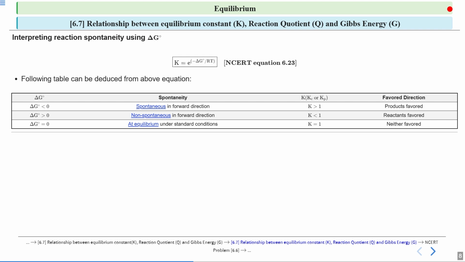Whereas in the third case, you have delta G naught equal to 0. If you put e to the power 0, it will give you 1. That means K equals 1. So both the products and reactants are not favored in any way. They are equally approachable. Got it? Clear? So this is your thing.